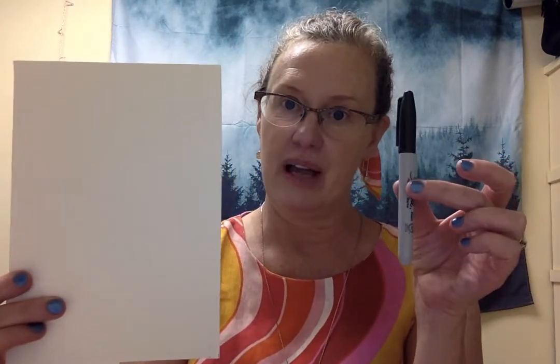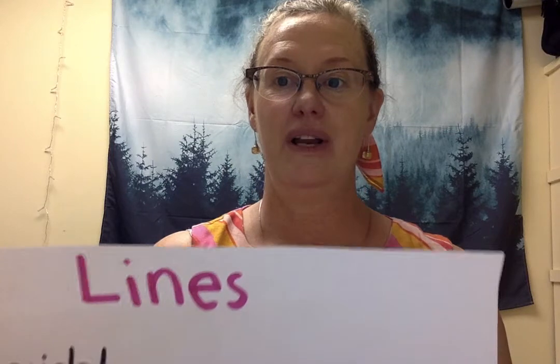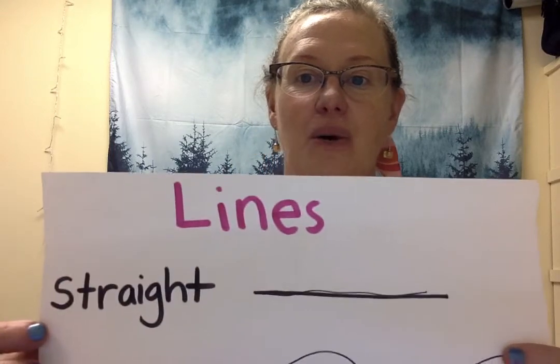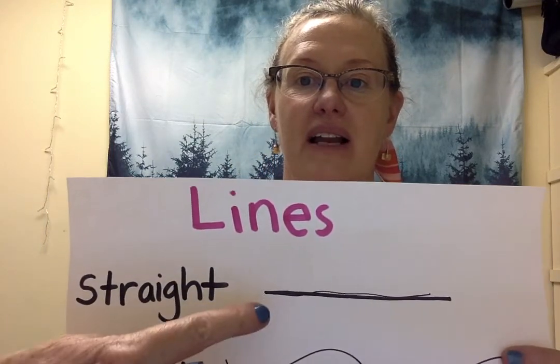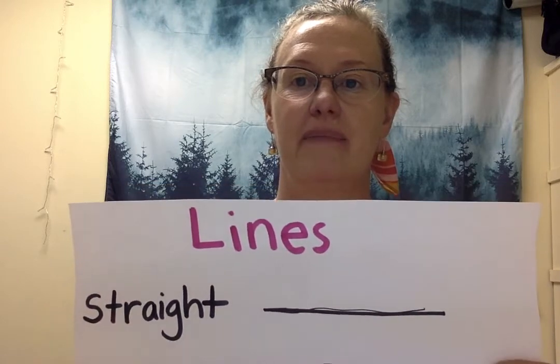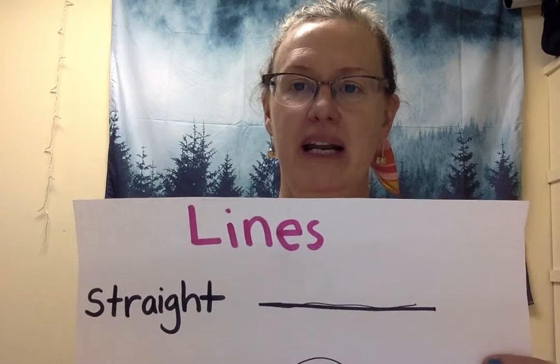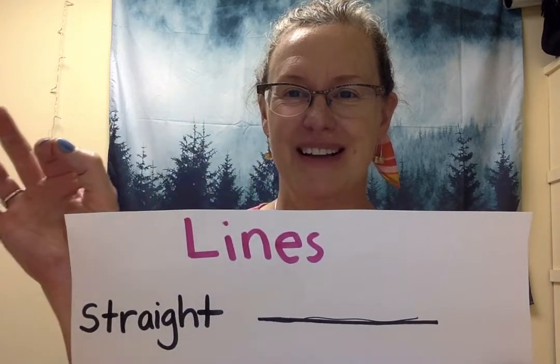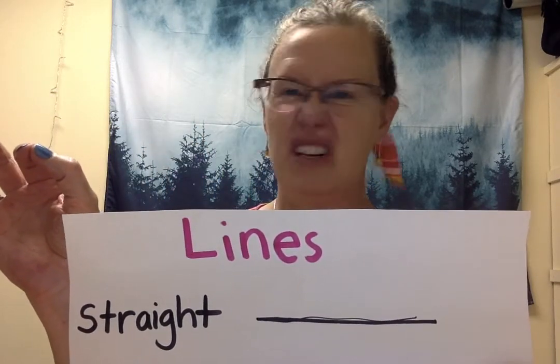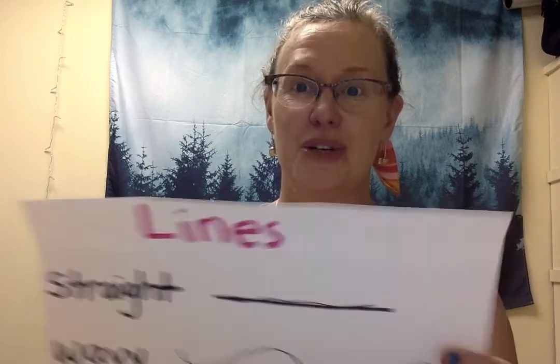So the first thing that you're going to do with this paper and this marker is to think, what's one of the most common lines that we know? One of the most common lines is this kind of line, a straight line. It doesn't have to be perfectly straight, but it needs to be pretty much straight. You don't need to use a ruler unless you want to. Let me show you what you're going to do. On this paper with this marker, you're going to make a straight line.